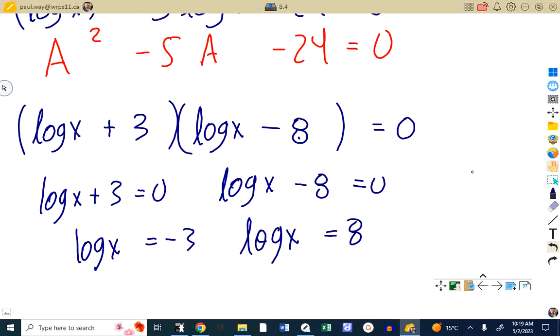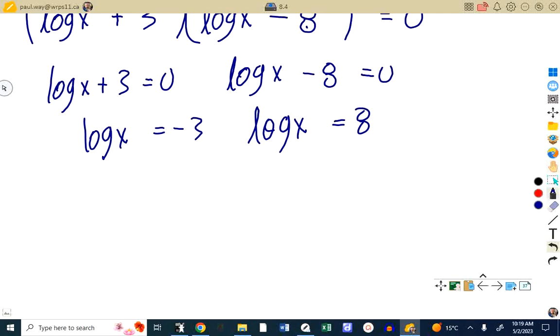So I can put these in exponential form. This is base 10, this is base 10, which means that x is equal to 10 to the negative 3, and x is equal to 10 to the 8. I don't think there's a need to figure them out. 10 to the negative 3 is 1 over 1,000. 10 to the 8 is 100 million.